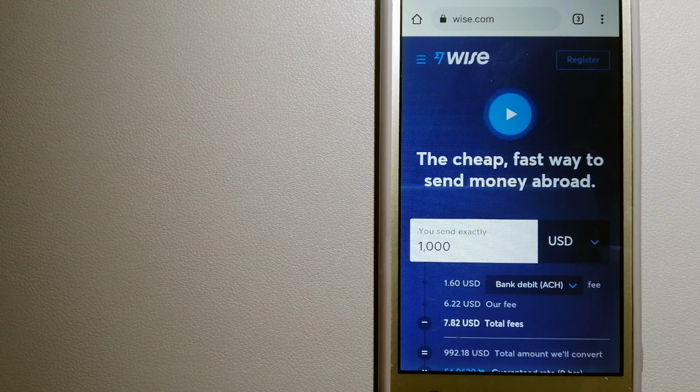Today we are going to talk about transferring money from Slovakia to Tanzania. We are going to talk about three ways to send money if you are in Slovakia and you want to send money to Tanzania. Why do we have to send money overseas?